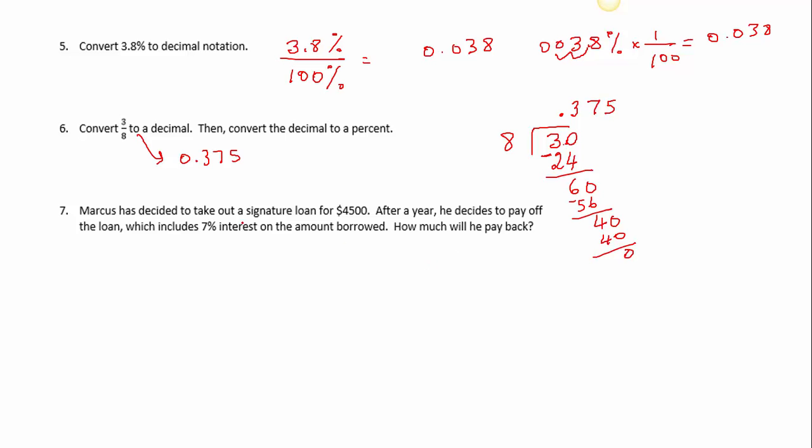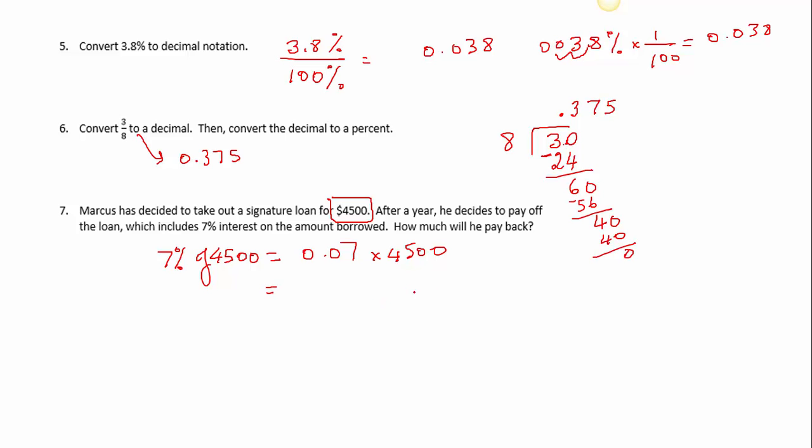Marcus has decided to take out a signature loan for $4,500. After a year, he decides to pay off the loan, which includes 7% interest on the amount borrowed. How much will he pay back? So he decides to pay off the loan, which includes 7% interest on the amount borrowed. So we have to find first 7% of 4,500, which is equal to 0.07. Remember, when we go from percent to decimal, we divide by 100, times 4,500.